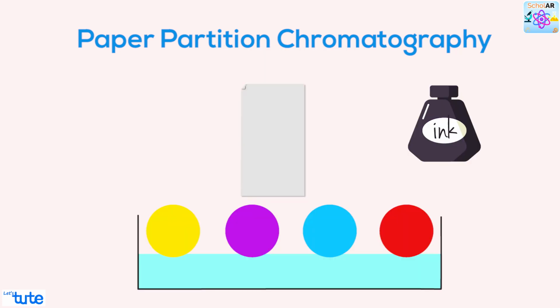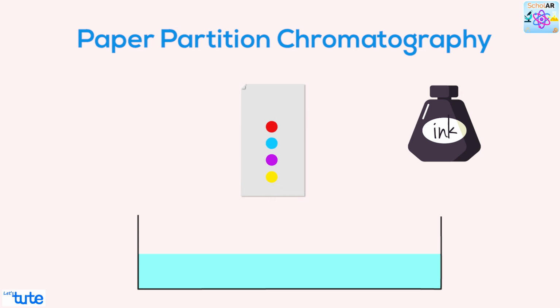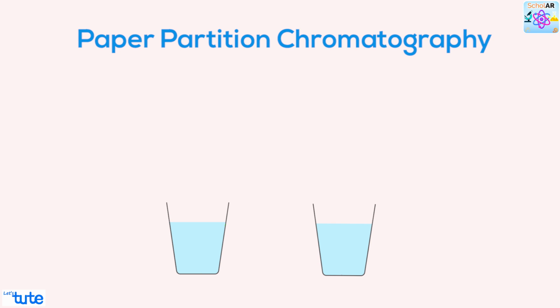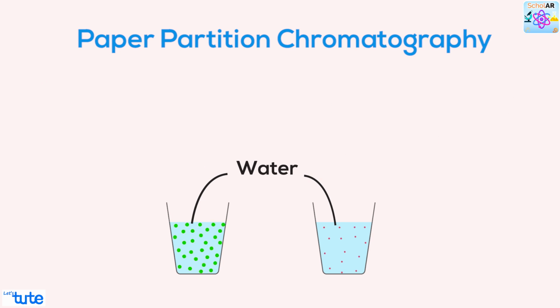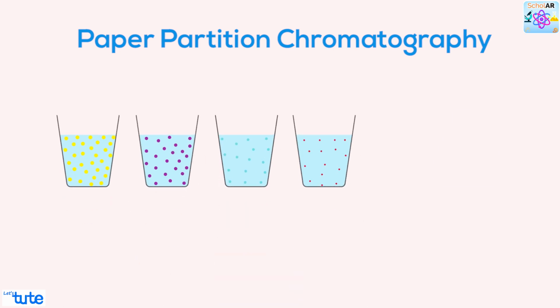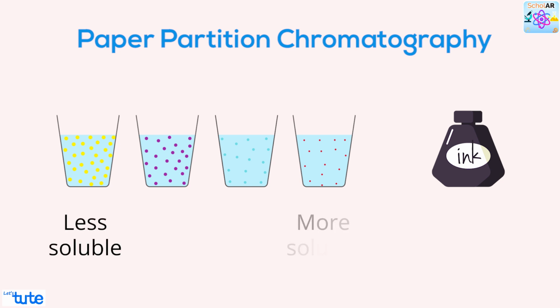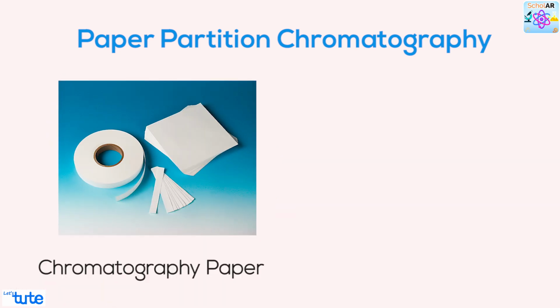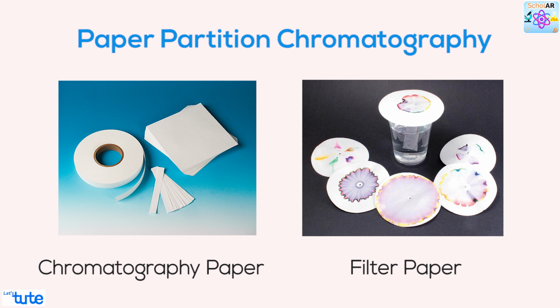By using paper chromatography, we can separate two or more different substances present in the same solution. This separation is based on the fact that the substances are soluble in the same solvent, let's say water, but their solubilities may be different. Some may be more soluble than others. For example, here the black ink contains a number of dyes dissolved in water. These dyes have different solubilities in water, and this fact is used to separate the dyes present in the black ink. A special type of paper called chromatography paper is used for carrying out separations by chromatography. For ordinary purposes, however, filter paper can also be used for paper chromatography experiments.